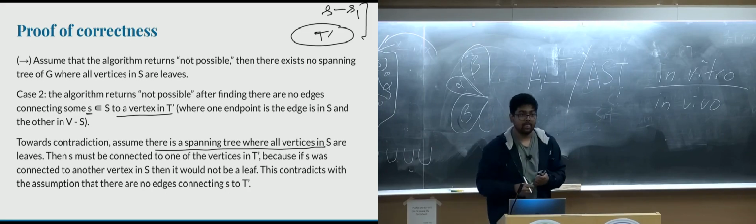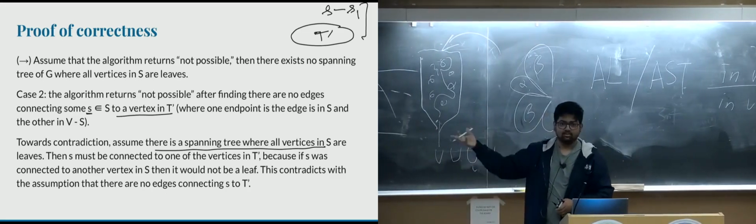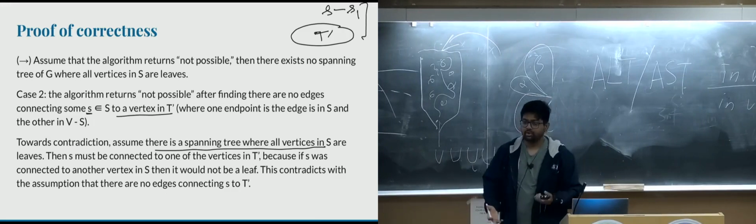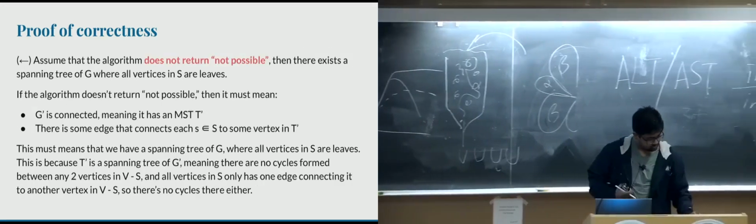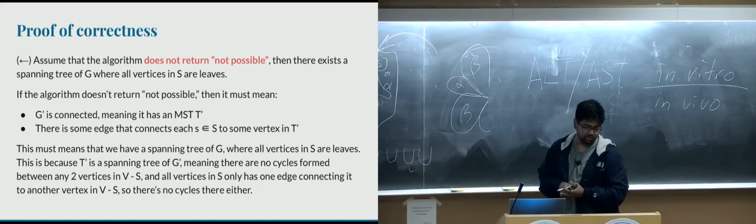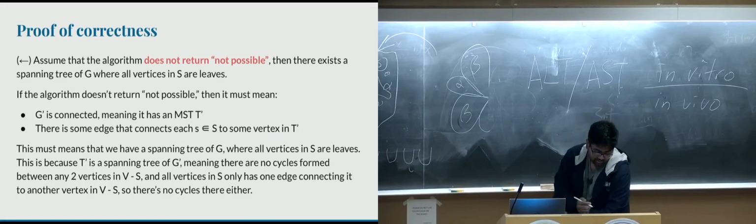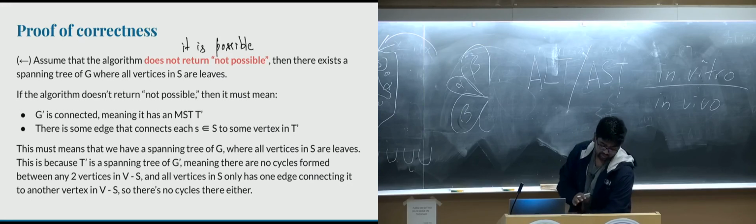Okay? So this is it for the proof of existence. That means we can create a spanning tree which follows those properties, and in case we can't, then it will return not possible. We did not prove the backward direction. In the backward direction, what we want to show is that when the algorithm does not return not possible, that means it is possible, then there exists a spanning tree of G where all vertices in S are leaves.